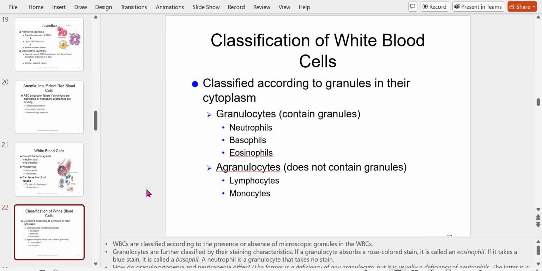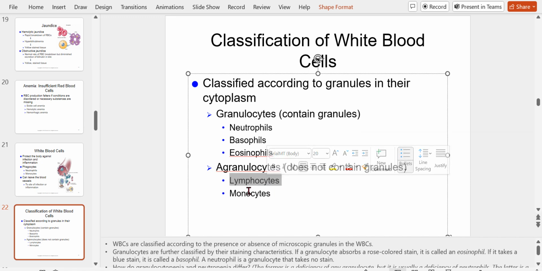Classification of WBCs. They're classified according to granules in their cytoplasm. So there are granulocytes, which contain granules: neutrophils, basophils, and eosinophils. And then there are those that do not contain granules, the lymphocytes and the monocytes.